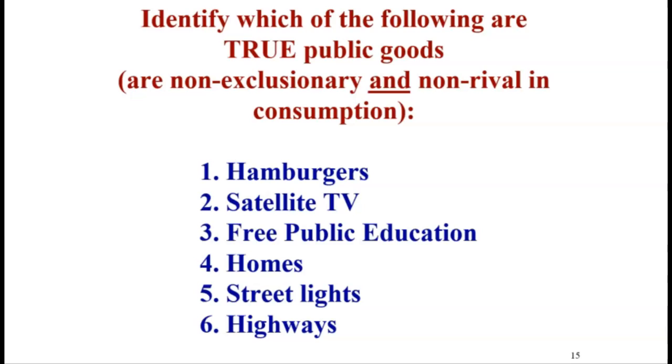All right, so what we're going to do is have a couple of practice questions to see how you're going through everything. So what I want you to do is think about and identify which of the following are true public goods. Remember, they have to be non-exclusionary and non-rival in consumption. So we're going to go ahead and pause the video. We're going to have a couple of true-false questions on whether or not they are true public goods. So true if they are, false if they aren't.